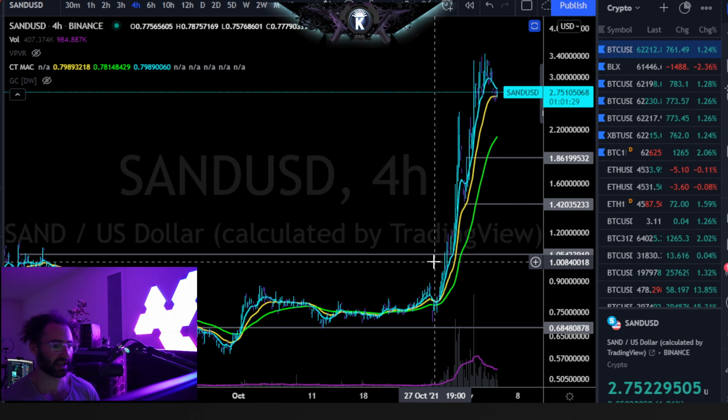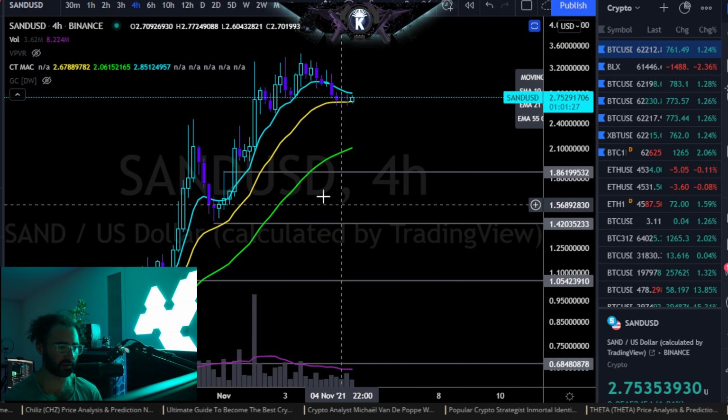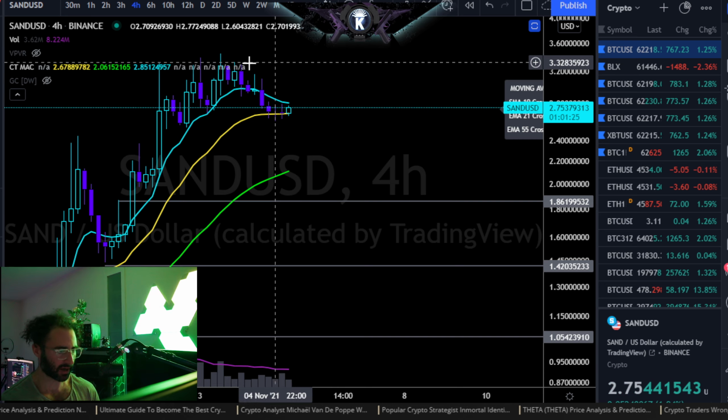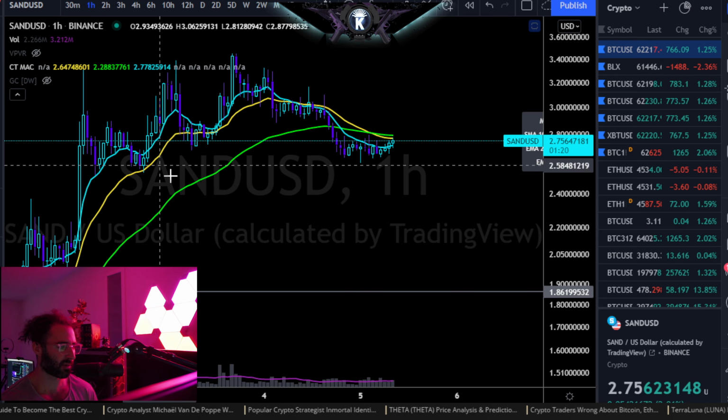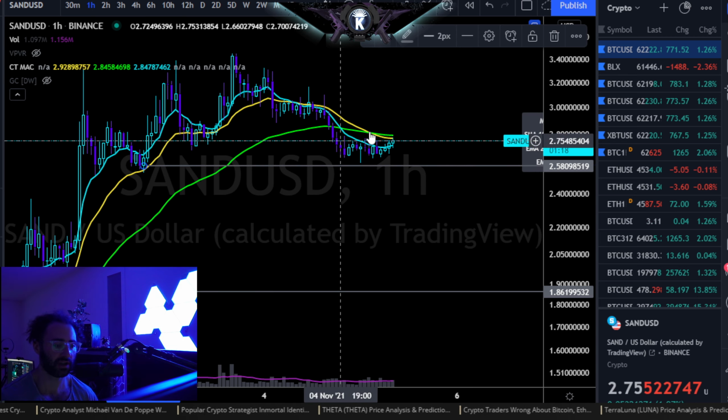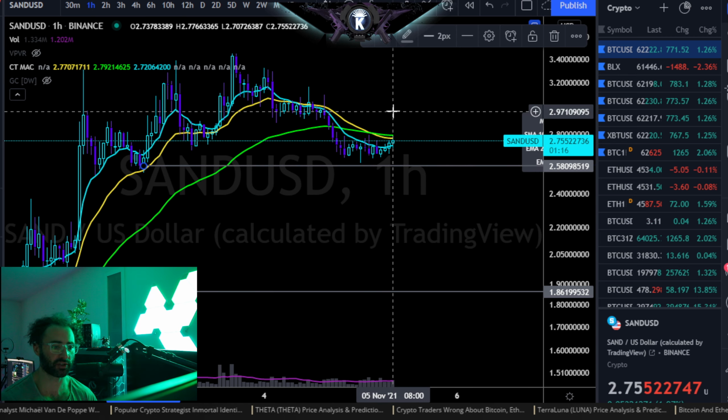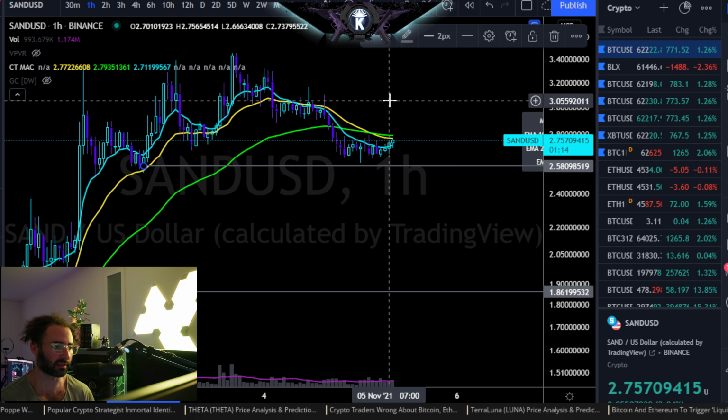All right, here we have Sandbox, symbol SAND, versus the dollar, and it's getting a bit of a pullback right here, which I believe we spoke about the last time we had a video on this one. We could come up with a new short-term time frame range, and I would be looking for a bit of a bounce off this range, very likely back up somewhere around $3 or so.